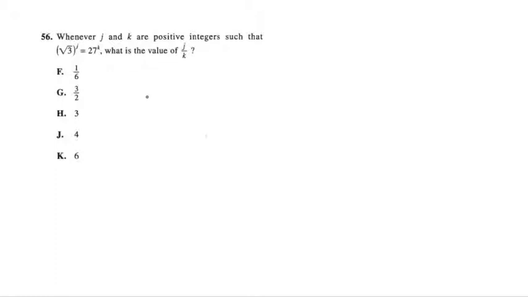A lot of times when we're working with exponents, we're dealing with numbers that can be expressed with the same base. I know root 3 and 27 don't look very similar, but you can actually express them with the same base. This is what I mean. The square root of 3 is actually 3 to the 1/2.